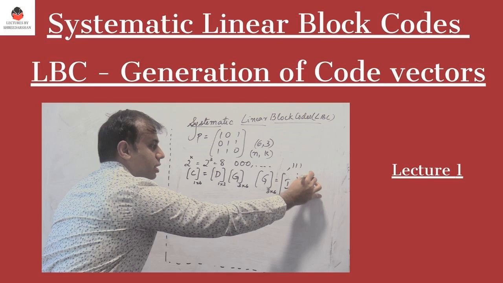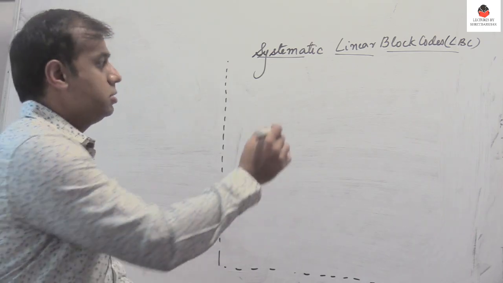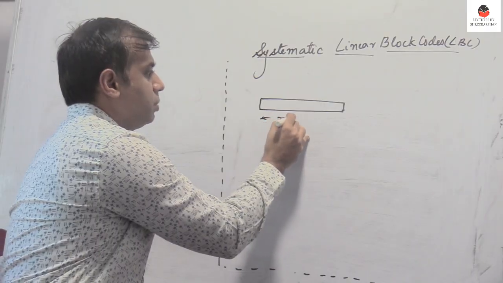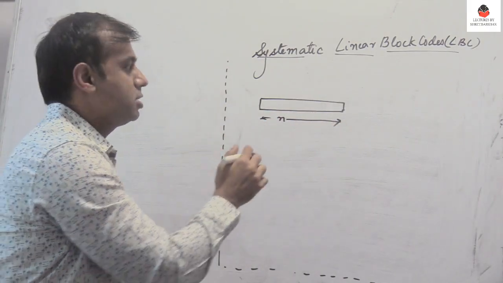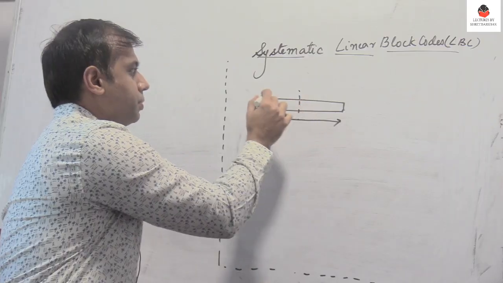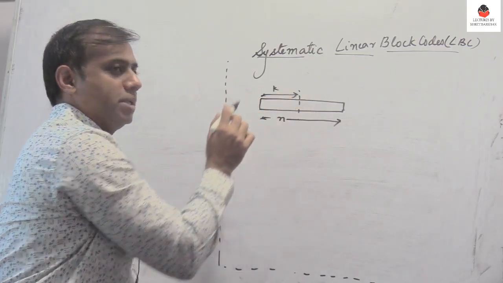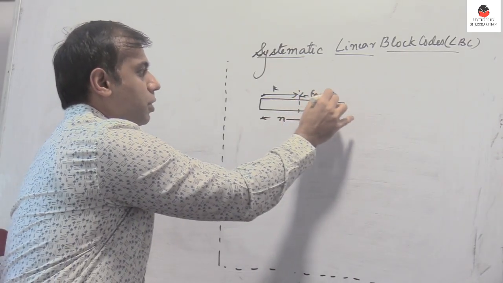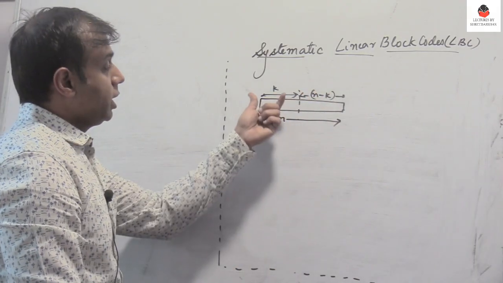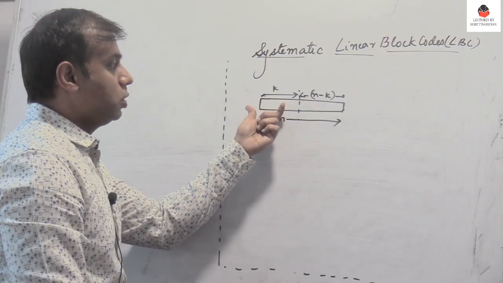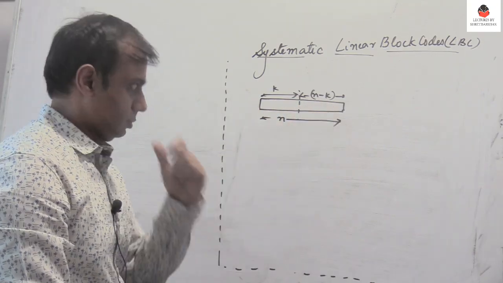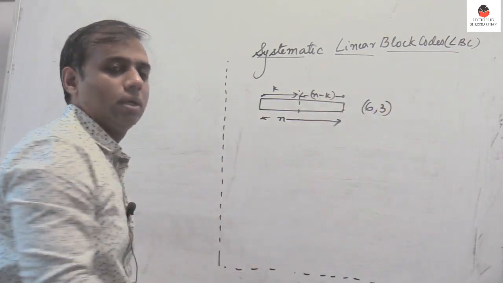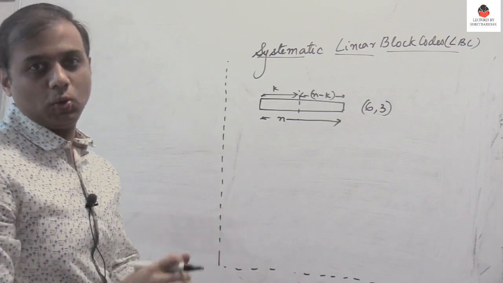Now what is a systematic linear block code? In a linear block code, let us say we have n number of bits. When we talk about systematic linear block codes, we have k number of message bits together and n minus k number of parity bits. So we can have the message bits either at the beginning of the code word or at the end of the code word. Let us take an example of a 6,3 linear block code and generate all possible code words.